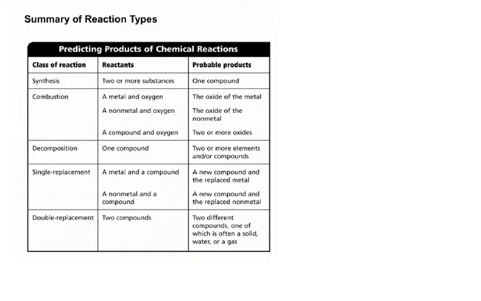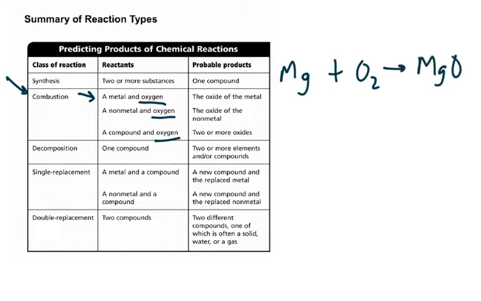Here's a summary of all of them. The only one I'm going to elaborate a little bit more on is combustion. One of the things that all combustions have in common is that you're burning something in the presence of oxygen. So let's take a look at the first example. A metal and oxygen. Let's say you had magnesium reacting with oxygen to form MgO. I'm going to go ahead and balance this for now. You got to put a 2 here and a 2 here.